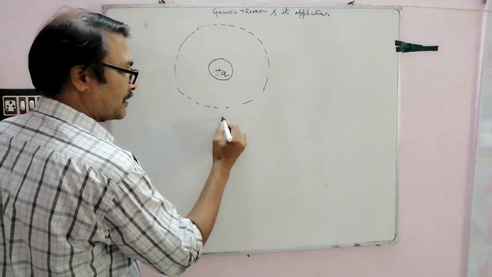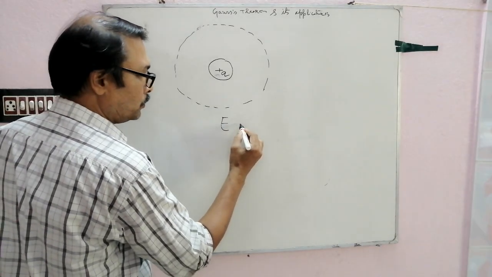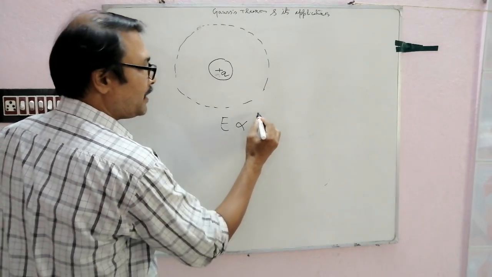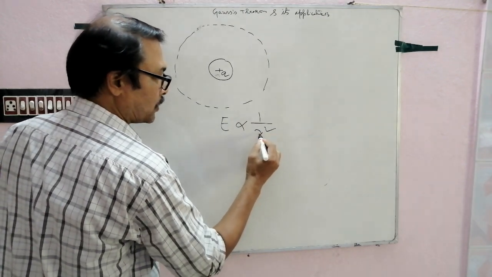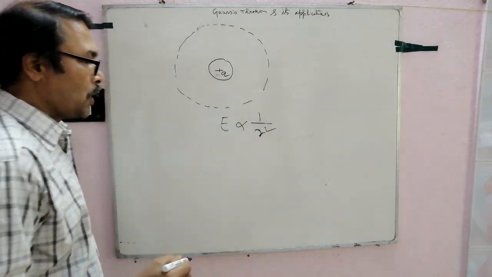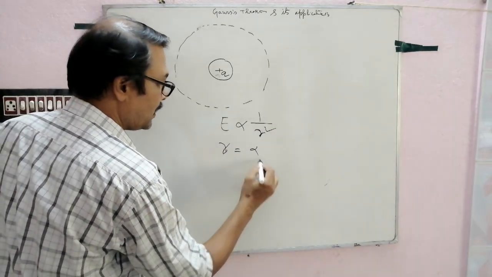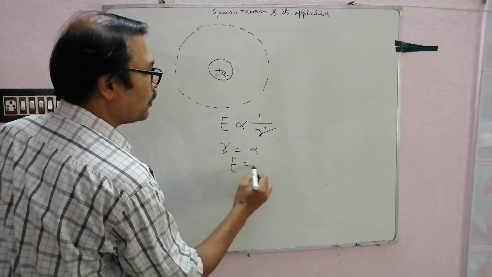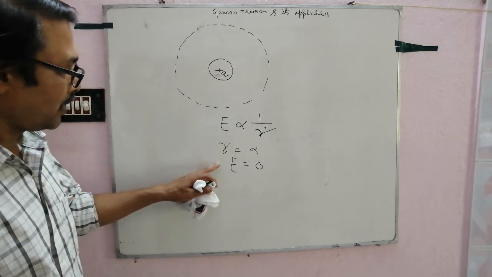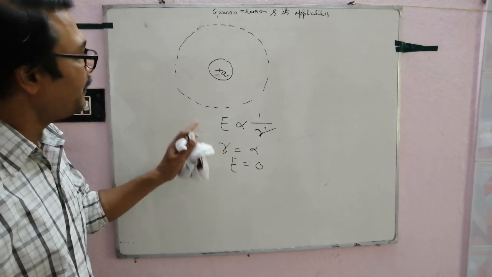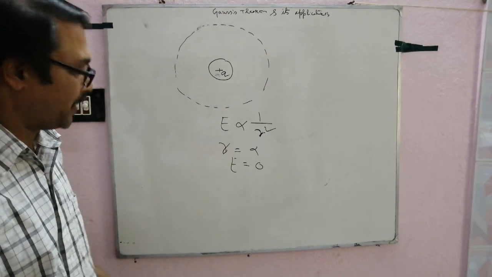In my first class we know intensity is proportional to 1 by r square for a point charge. So when r equals infinity, then E equals 0. So mathematically the field extends up to infinity.